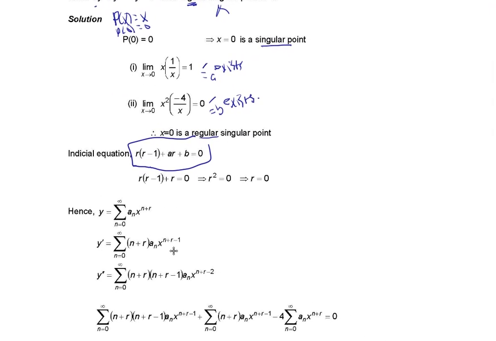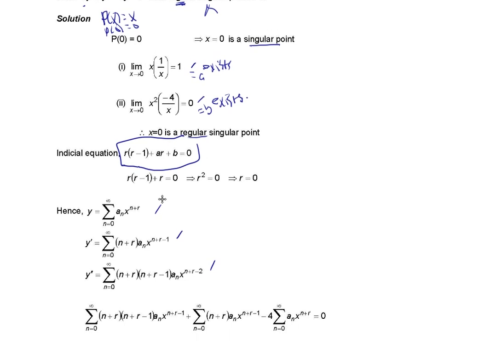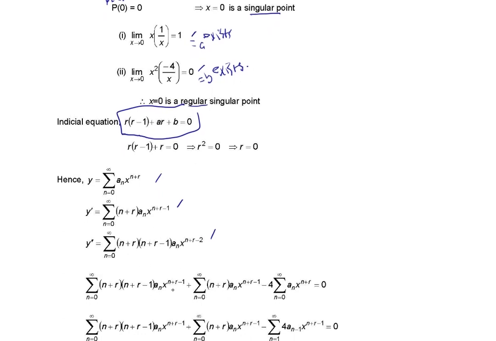And again, as usual, we have to find our y by using the Frobenius method. So y is the sum of a_n x^(n+r), and we also need y prime and y double prime. Then we substitute again into our problem here, x y double prime plus y prime minus 4y equals 0. So this is what we got.